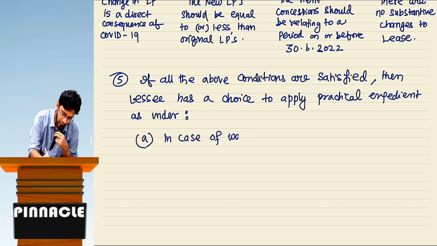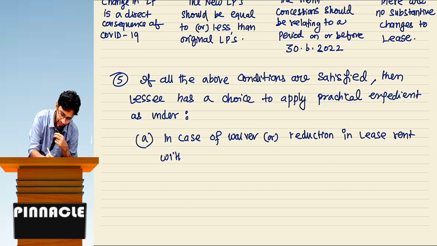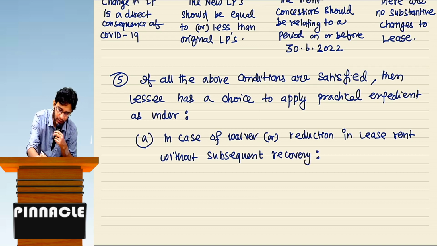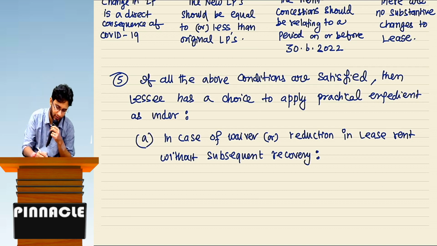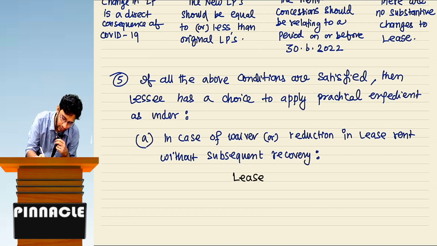In case of waiver or reduction in lease rent without subsequent recovery. If there is no subsequent recovery, that means really you got a benefit, not only in terms of cash flow but in terms of your liability also there is a benefit. So a benefit you recognize it. Lease liability account debit to P&L.